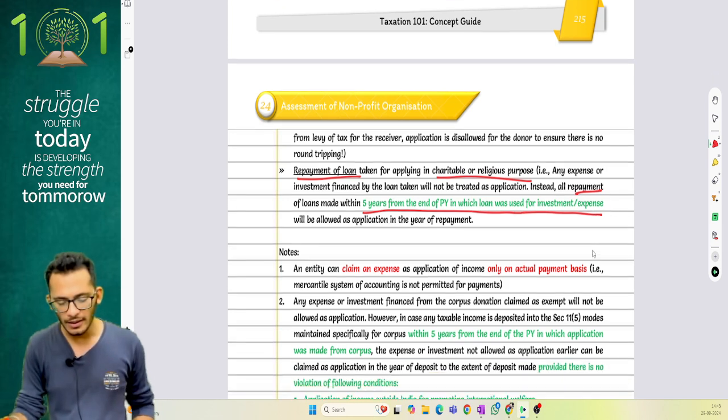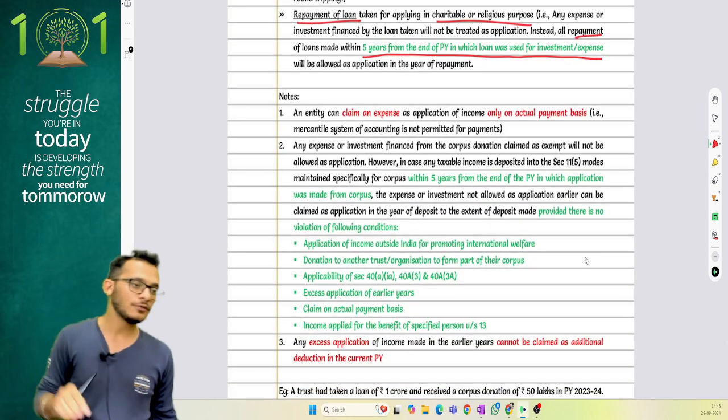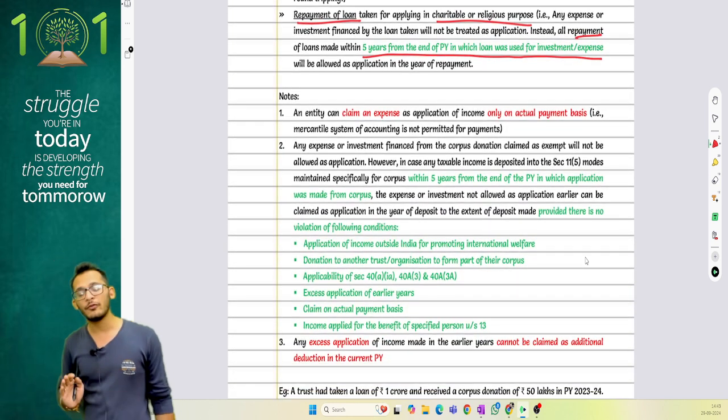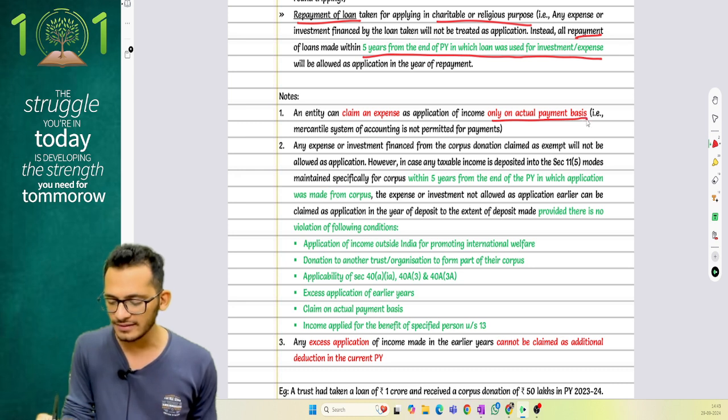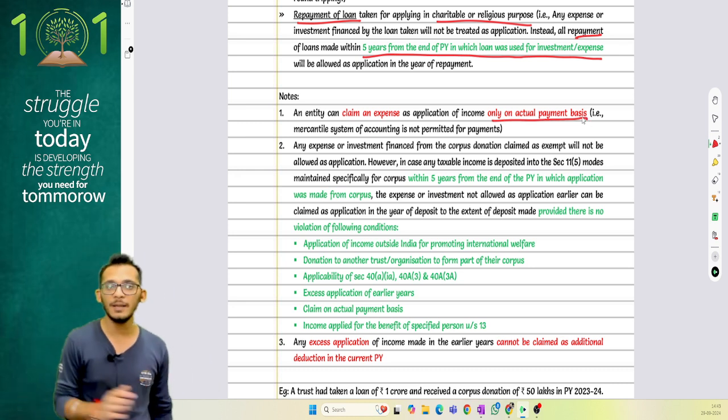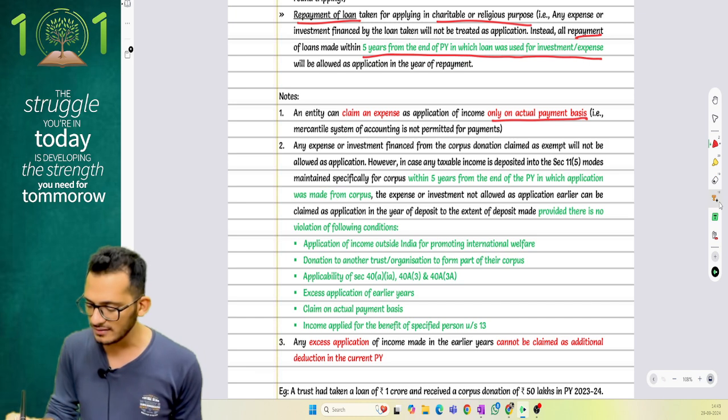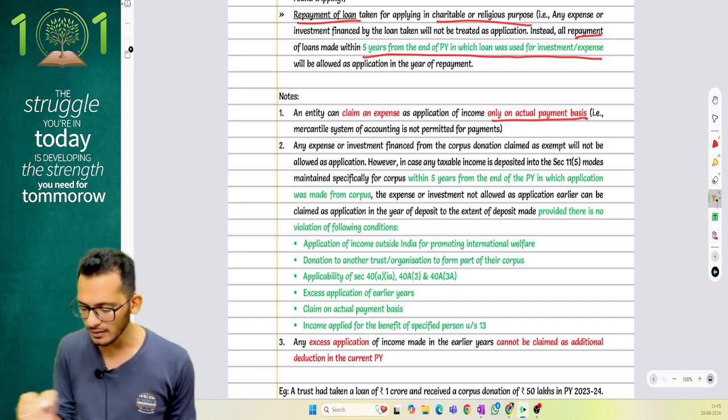Yes, let's go forward. They're coming and saying that, Rahul, as a part of a charitable organization, even if you are following an accrual system of accounting, for the purpose of application of income, I'm only going to allow payment basis. I will not be allowing anything on an accrual basis. Only payment basis transactions are permitted as a deduction.